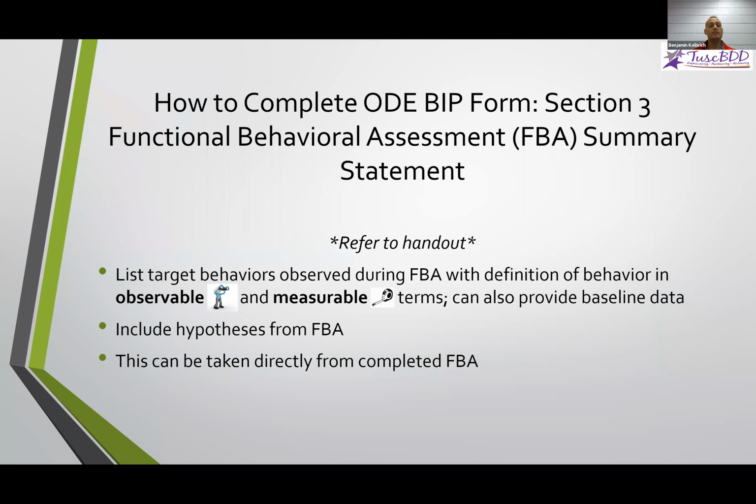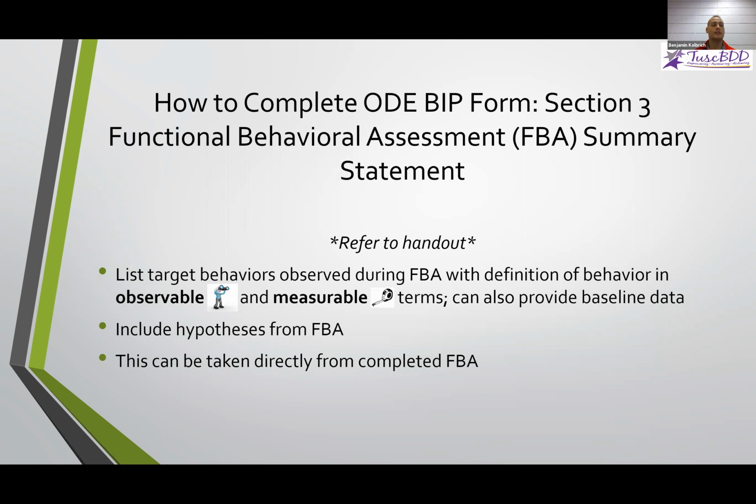Section 3 is your functional behavior assessment. So this is just a summary. You're going to list your target behaviors as we listed in from the FBA. So in the first section, there's the targeted behaviors with a definition in observable and measurable terms. And you can also provide your baseline data. That's how I like to do it.